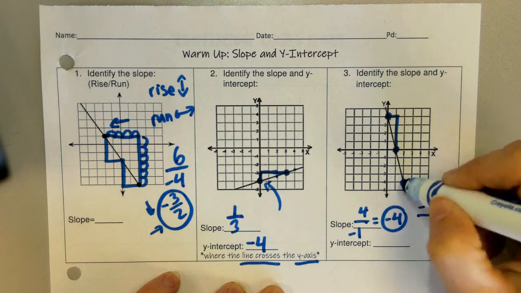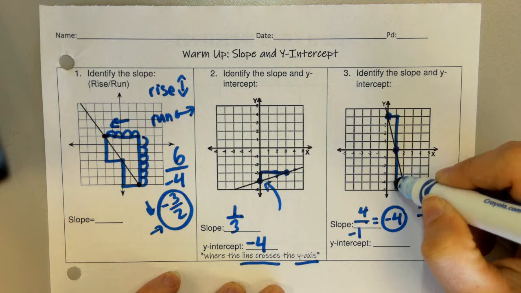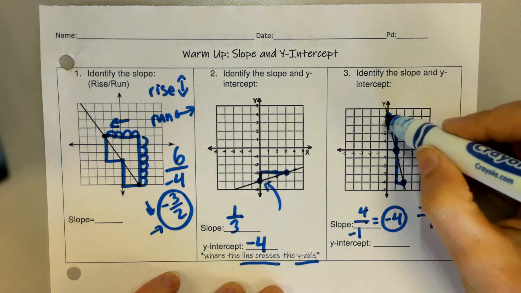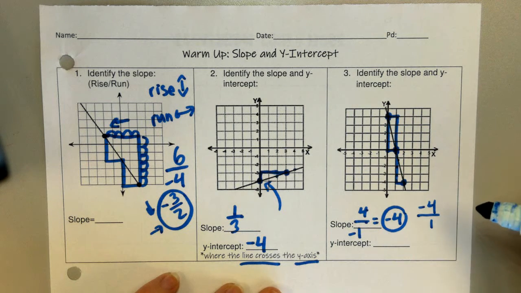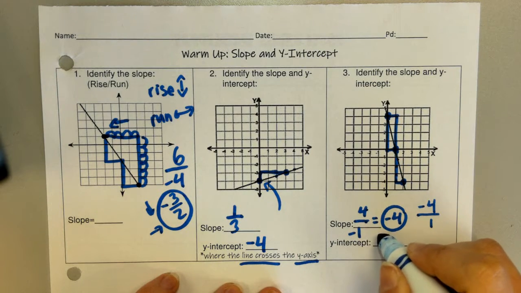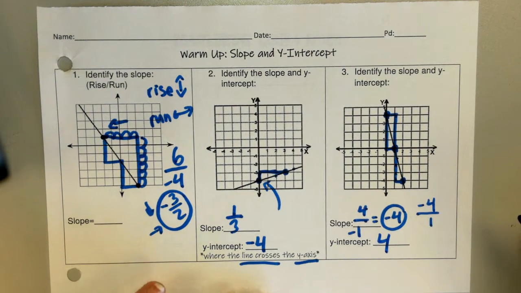So from one point to the next, we should be able to go down 4, 1, 2, 3, 4, and over 1. Or up here, we're still going down 4 and over 1. So my slope is negative 4. What's my y-intercept? Negative 4. Alright. Questions on slope and y-intercept? Nope.